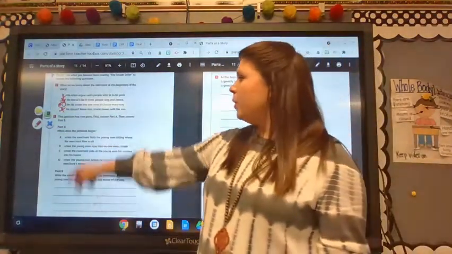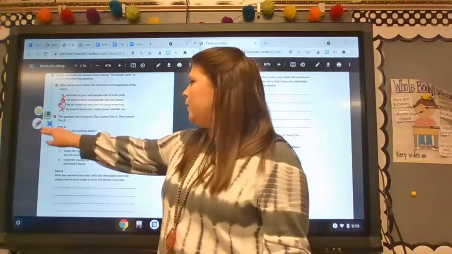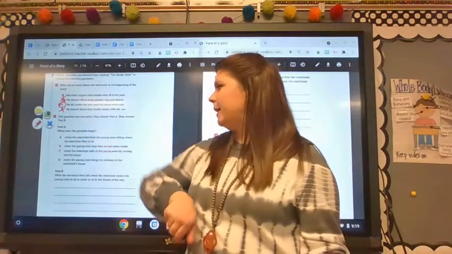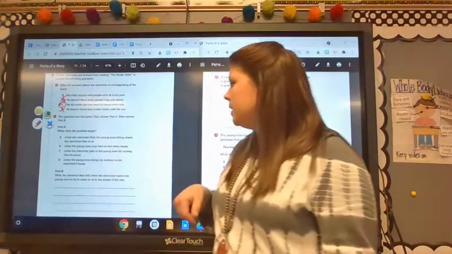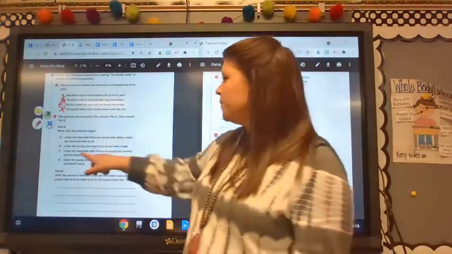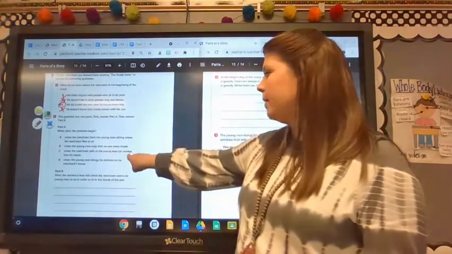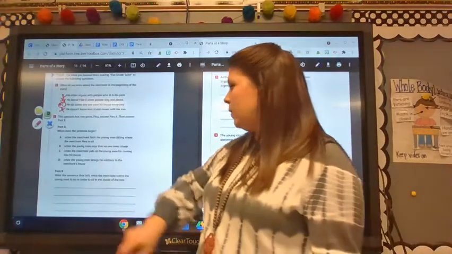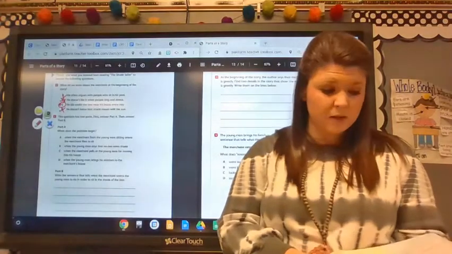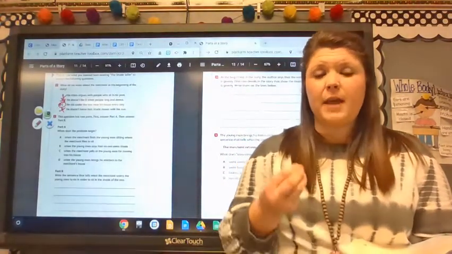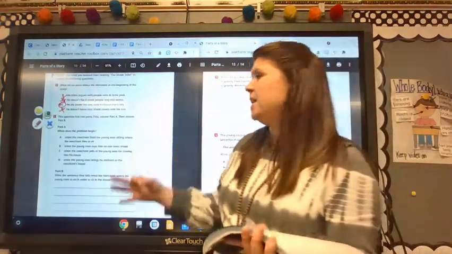Okay? All right, question 2 has 2 parts. First answer part A, then answer part B. Part A, when does the problem begin? When the merchant finds the young man sitting where the merchant likes to sit. When the young man says that no one owns shade. When the merchant yells at the young man for moving into his house. D, when the young man brings his relatives to the merchant's house. This one has a lot of details that happened in the story, but we have to find out the answer to the question. When does the problem begin?